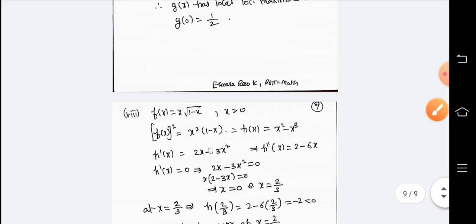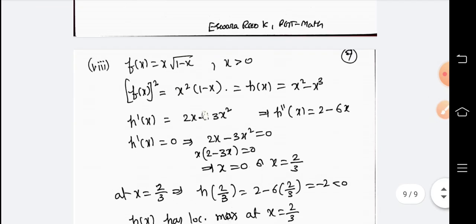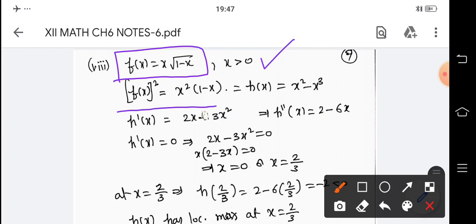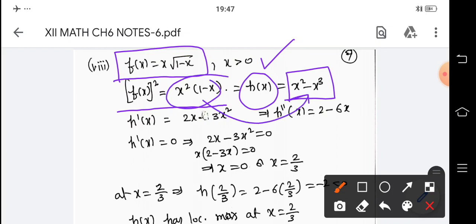Next question. 8th one, f of x is equal to x into root over 1 minus x. See, to avoid the root, I used one method here. What is that method? Look at this very carefully. F of x is equal to x into root 1 minus x, x greater than 0. Then I squared it, so that x square into 1 minus x, which I assumed as h of x, is x square minus x cube by multiplication. Done. Then I find out for h of x.